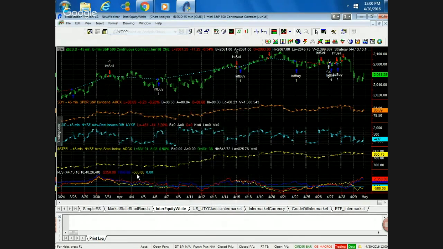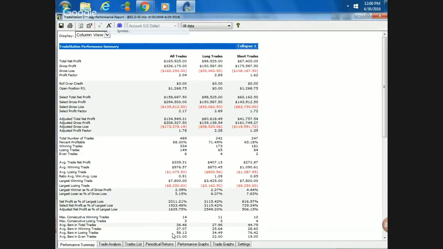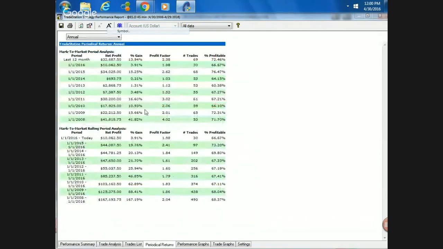Okay. So we built this. I'll explain what the three intermarkets are, and we'll look at the results, and then we'll look at the code. Okay, here are the results over the past 8 years.